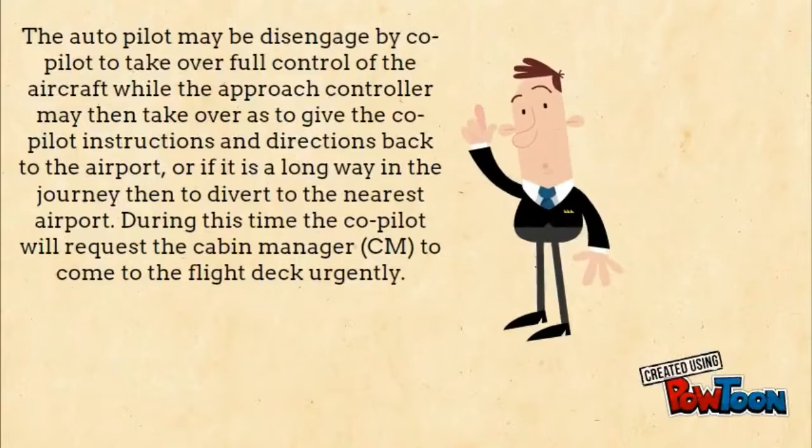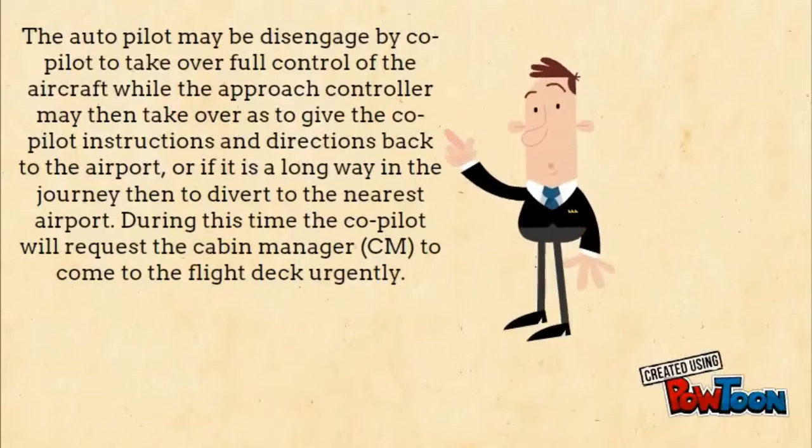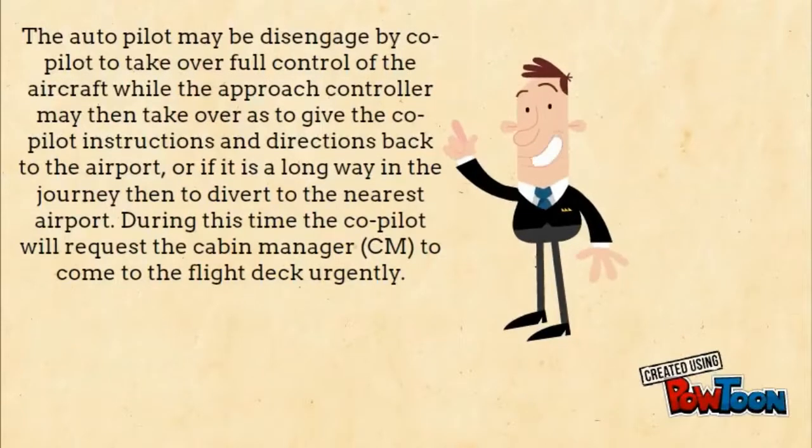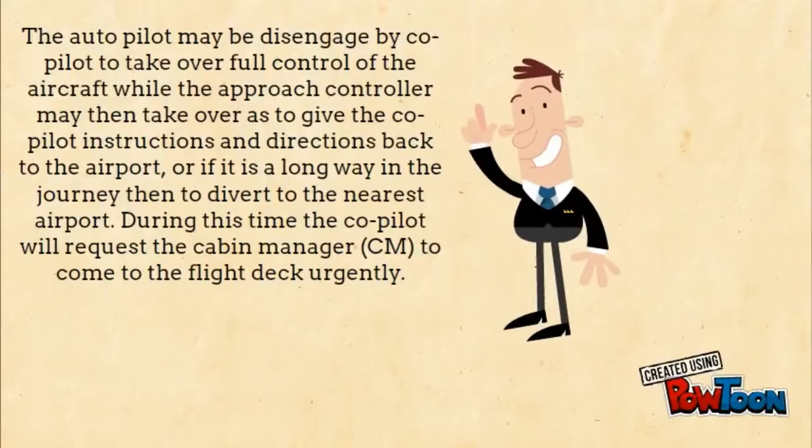The autopilot may be disengaged by the co-pilot to take over full control of the aircraft, while the approach controller may take over, giving the co-pilot instructions and directions back to the airport. Or if it is a long way in the journey, then divert to the nearest airport. During this time, the co-pilot will request the cabin crew member to come to the flight deck urgently.